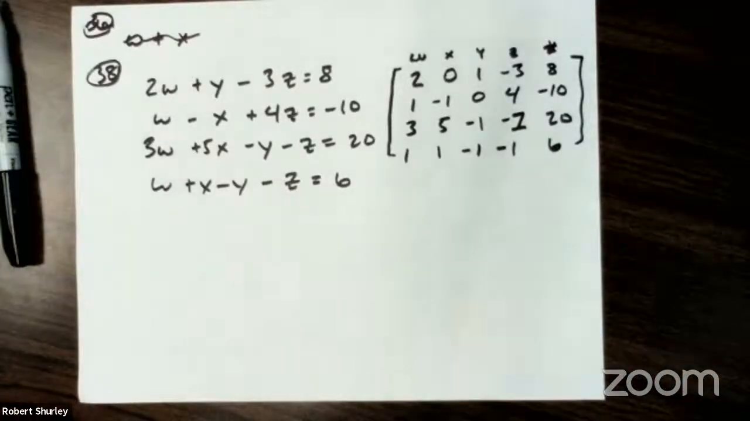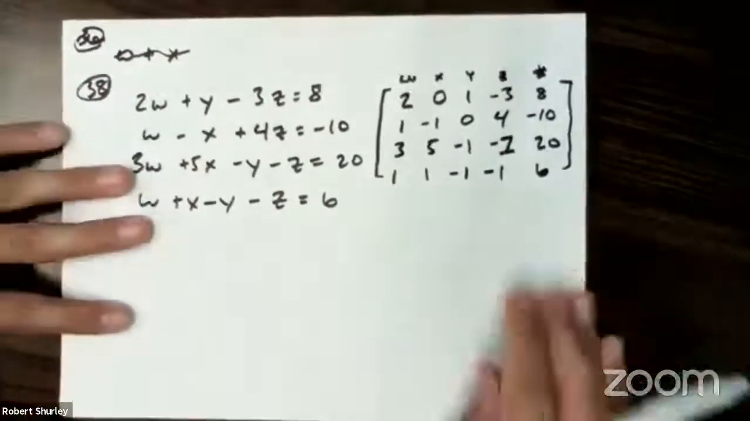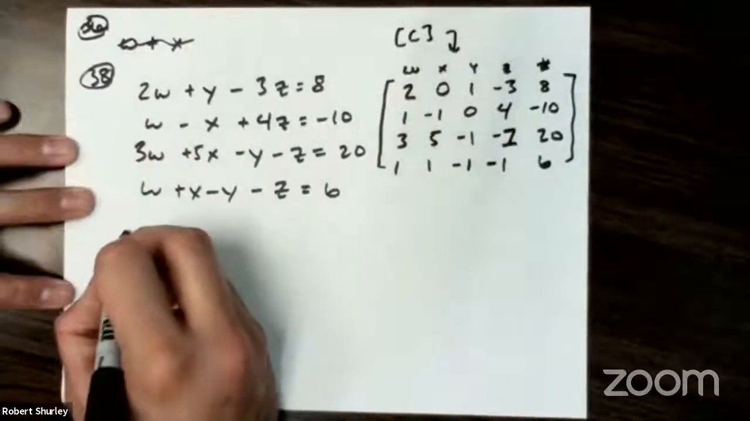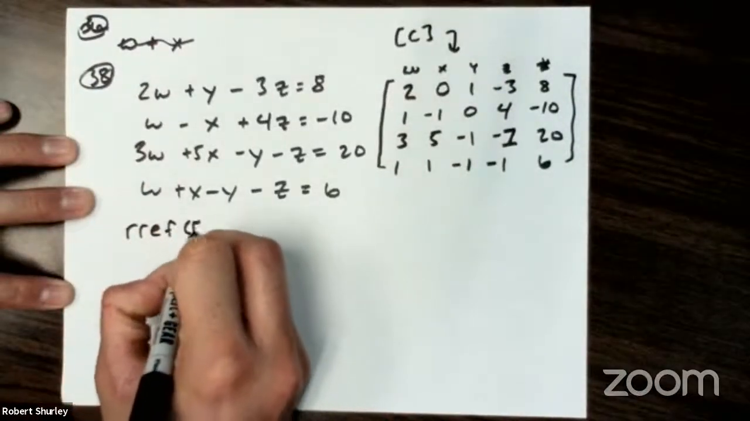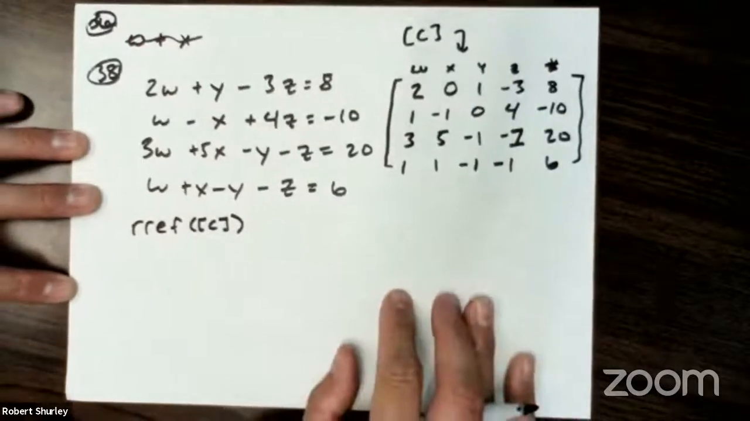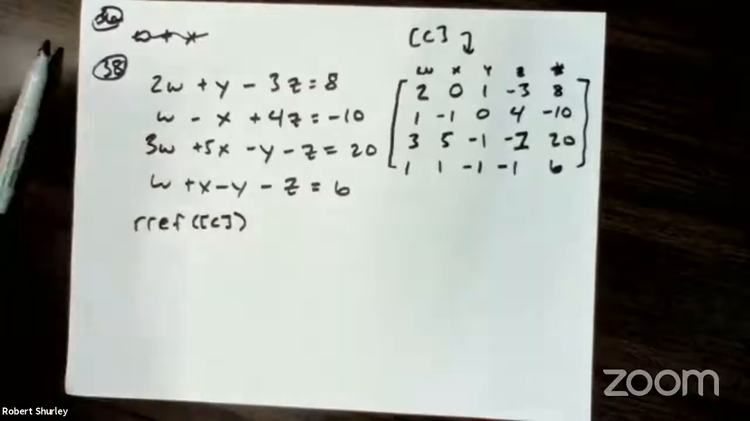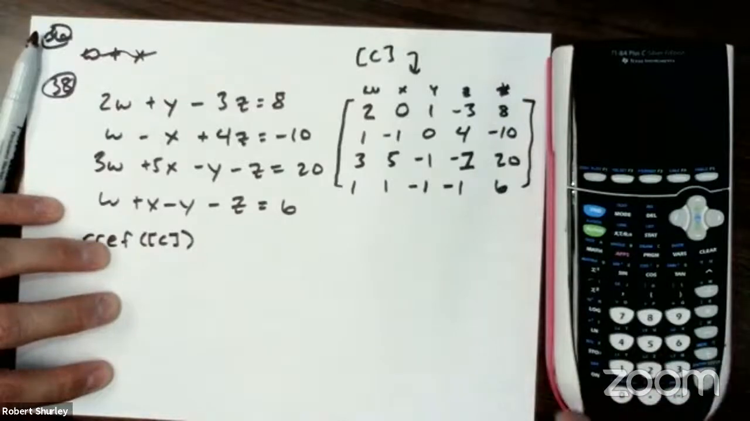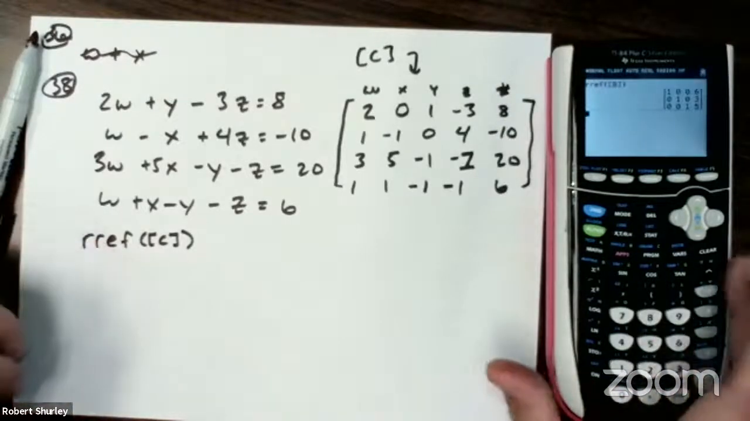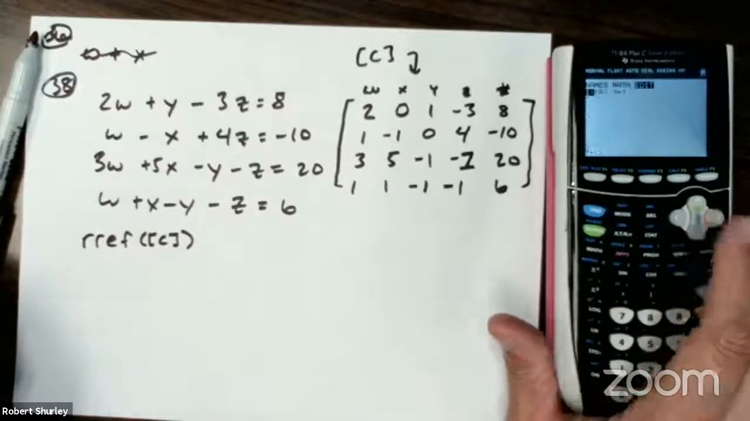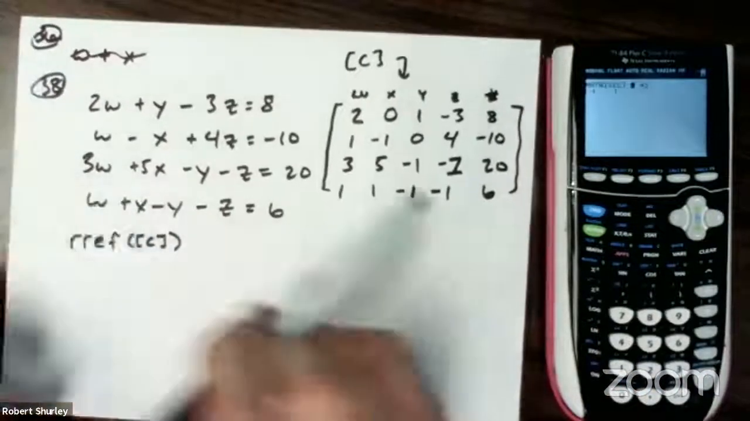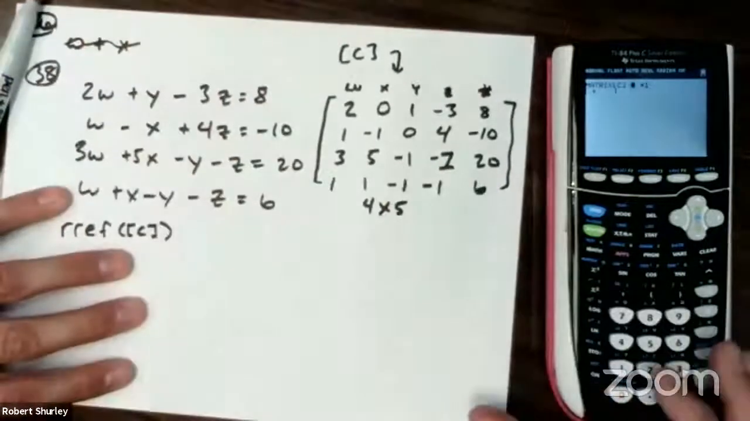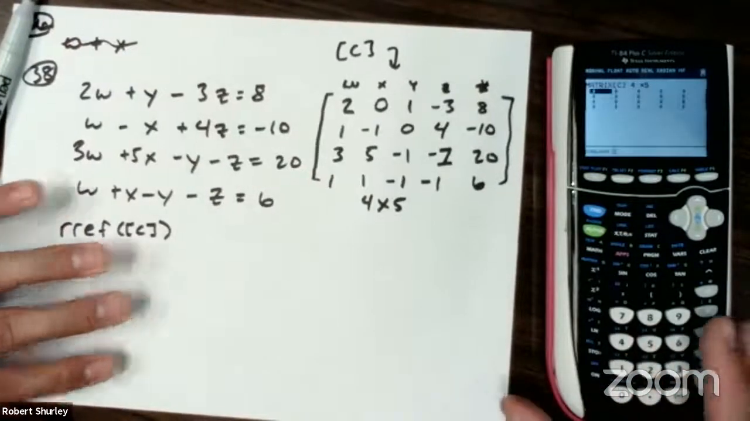Great. All we have to do is call this one C. I'm going to take C and put it in reduced row echelon form, and we're going to solve for X, Y, Z, and W. So let's go back here, go to second matrix, edit. For this one it's going to be a 4 by 5 matrix, so there's a lot going on here.